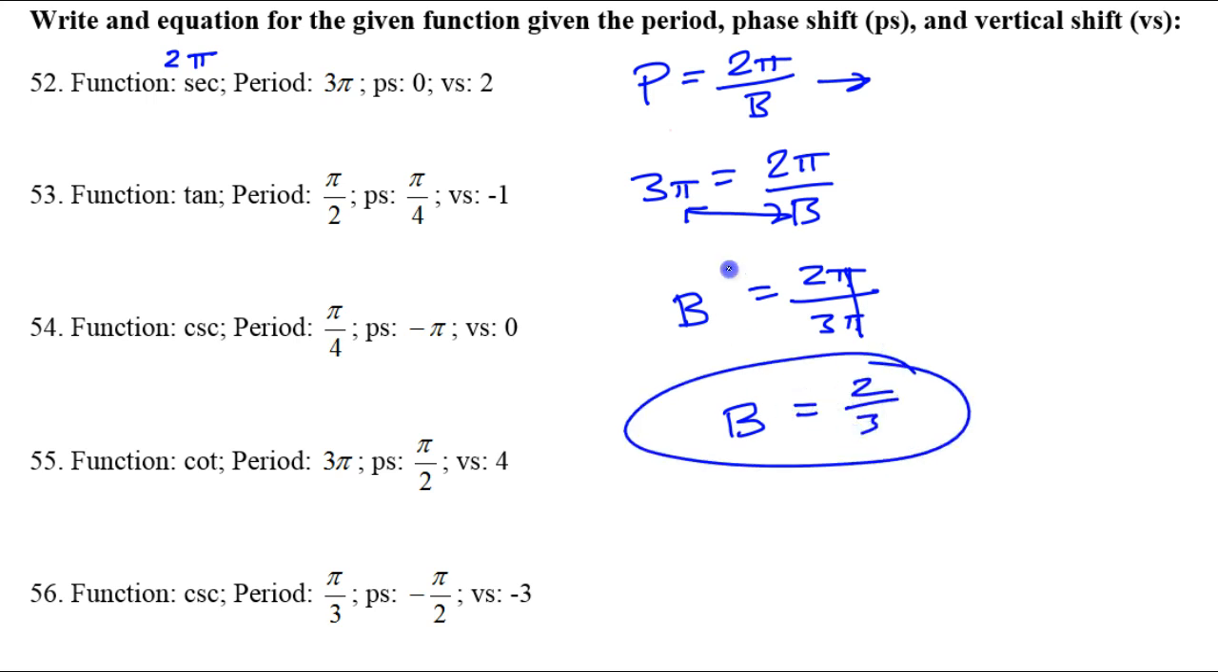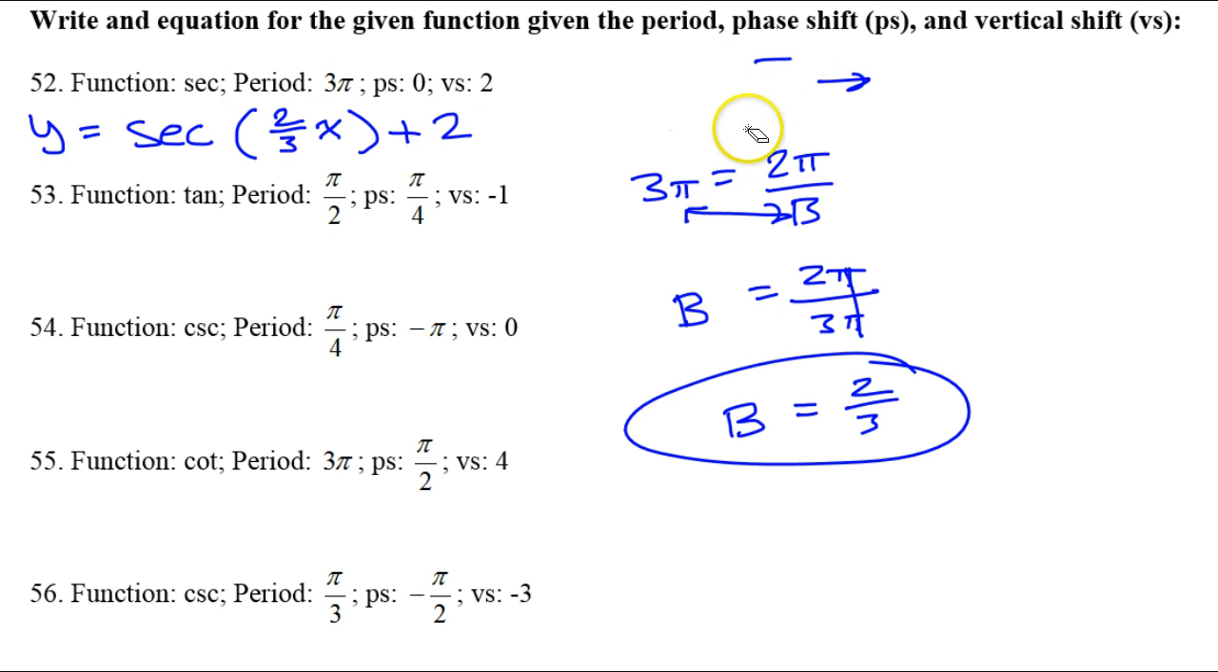Armed with that knowledge, I can go ahead and write my equation. So I have y is equal to secant, since they told us it has to be the secant function. Now comes the b value, so I've got 2/3. Since the phase shift is 0, in other words there is no phase shift, I can just put x. Since the vertical shift is 2, I will put plus 2. And there you go, that's the answer. Alright, let's do it again.